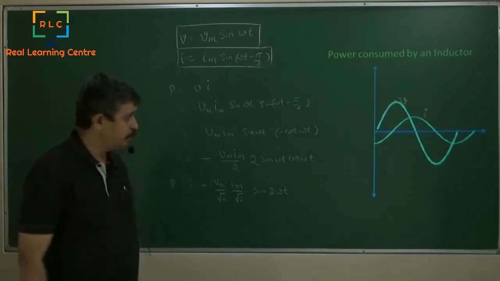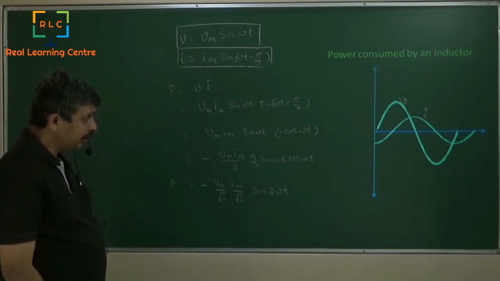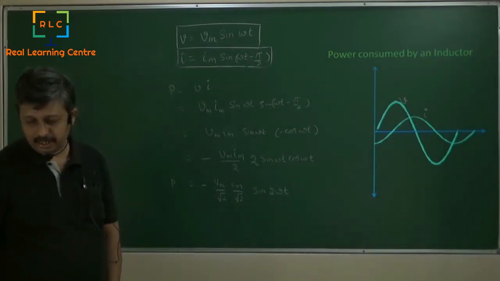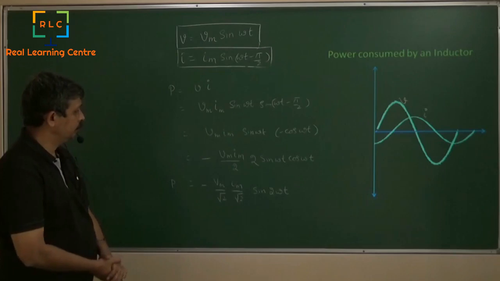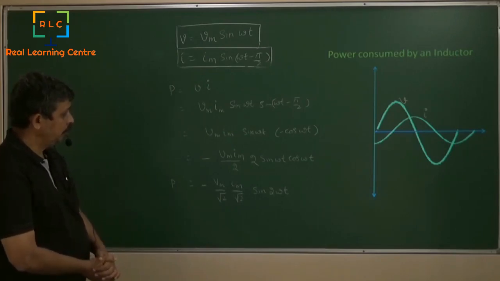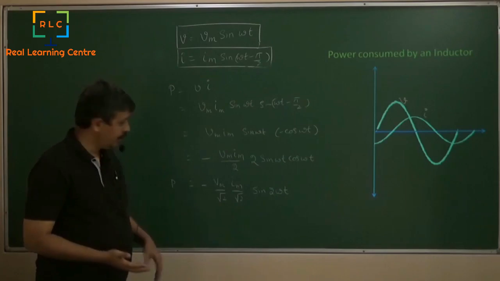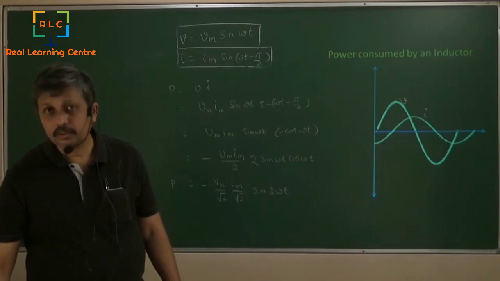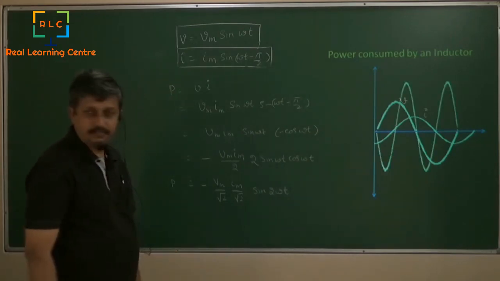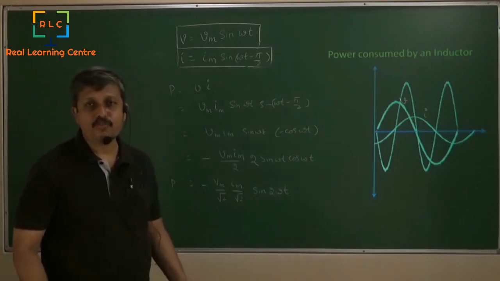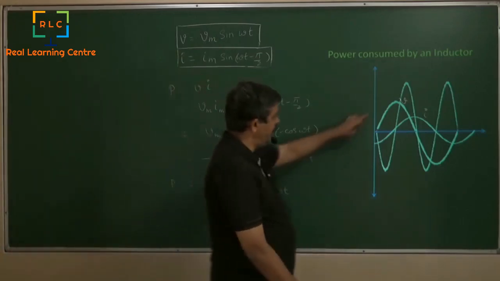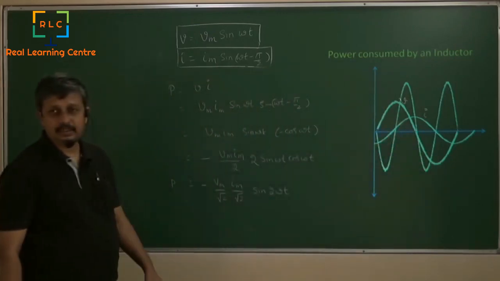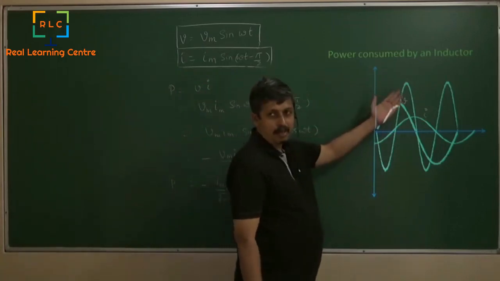Now when you want to draw the power picture, how does it look? Let's see how the power looks as a diagram if you plot it. So power looks like this. It is a multiplication of V and I. This is actually minus sin 2 omega t; sin 2 omega t would have been the other way around. This is minus sin 2 omega t.